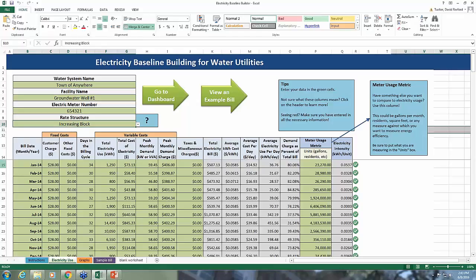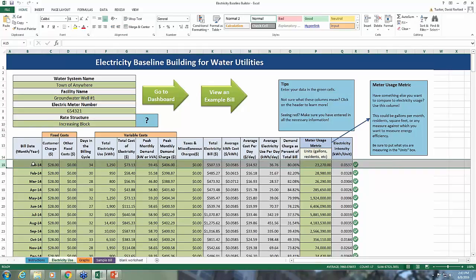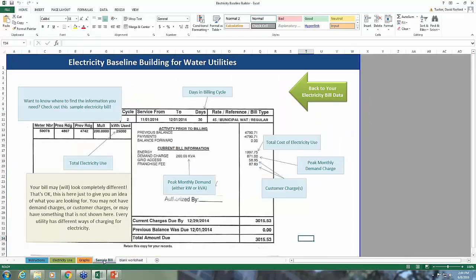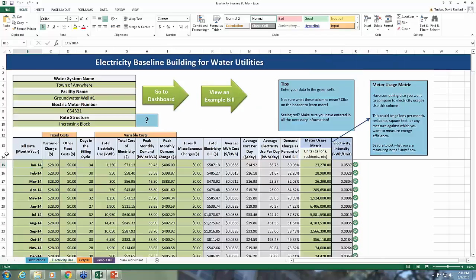So here, let's look at the 15th row, and this is the electric bill for January 2014, which actually is reflected here on this sample bill tab, or an example is reflected here. I don't think it's what's input on the green tab. But if you had your bill in front of you, you just go left to right here. What's the bill date? What is the customer charge? Are there other fixed charges in addition to the customer charge? You could put that in column D. How many days in the billing cycle?